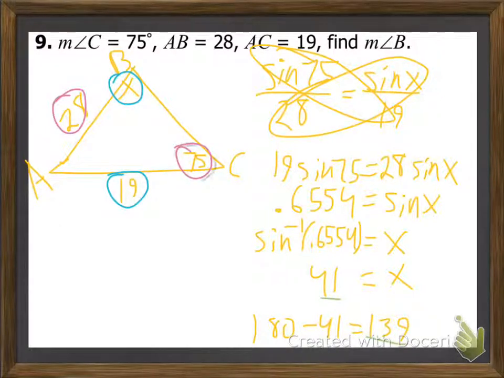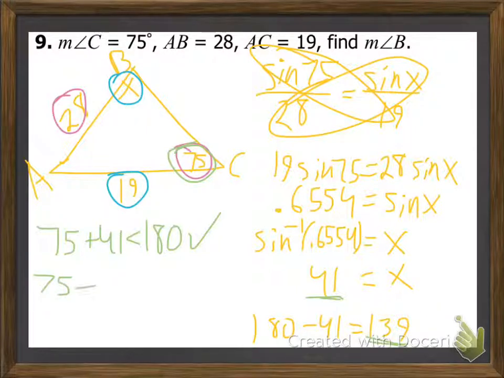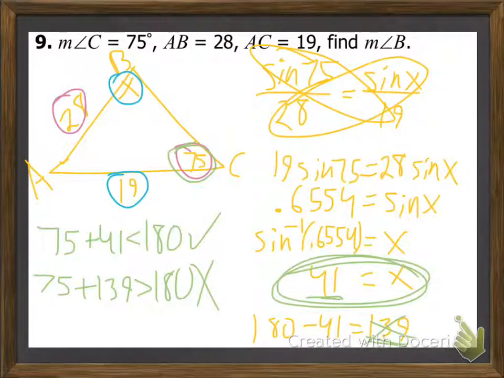So you need to take the 75 that they gave you and add it to the 41 and the 139 and figure out which one is the correct answer. So 75 plus 41, when you add those together, it will be less than 180, so this is going to be an answer. And then you do 75 plus 139, and when you add those together, unfortunately, it is bigger than 180, so this cannot be an answer. So 139 is not one of our answers, only 41 is the answer.